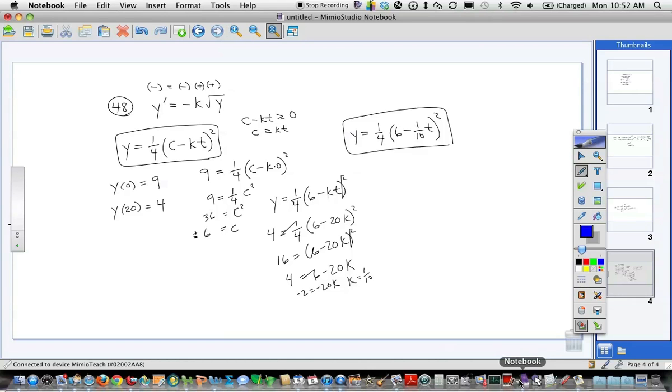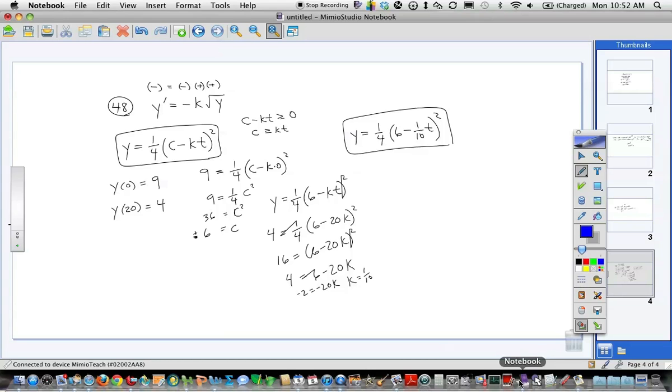But they might have said, how deep is the tank at 40 minutes? So you'd put a 40 in for T. They might have said, when is the tank 30 feet deep? You put a 30 in for Y and you'd solve for T, right? So there's a whole variety of questions we can then ask after we've got the solution for the tank problem. And they would all involve using the solution. That's why the solution is important, because it'll tell us all about the tank.